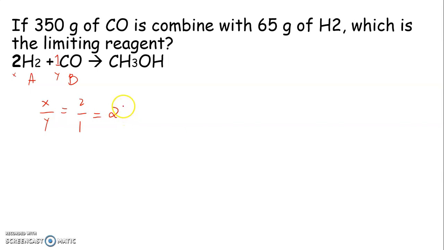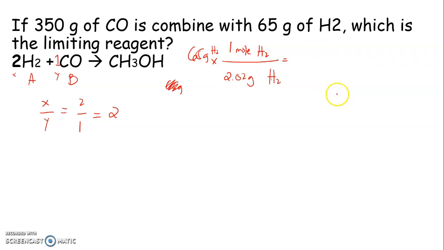Now let's solve for a and b. For a, the mass is going to be 65 grams. What you're going to do is convert it into moles. So 65 grams, then you'll multiply by your given, H2, just H2. The mass of H is going to be 2.02 grams divided by 1 mole of your H2. You're just going to convert it into H2. So 65 divided by 2.02 is about 32.178, which means we got 32.18 moles of H2.